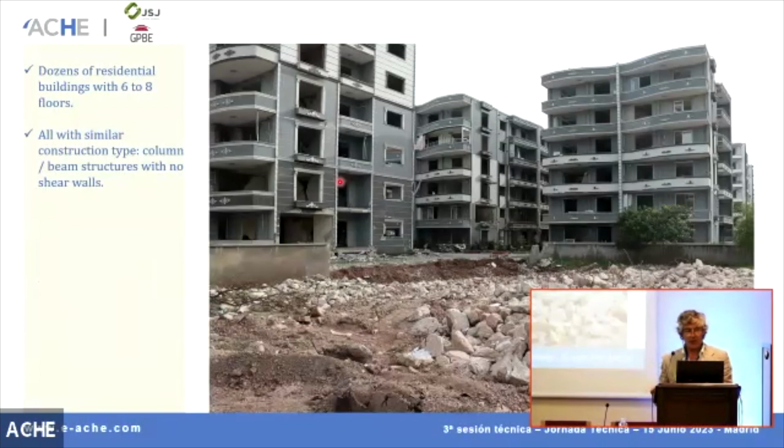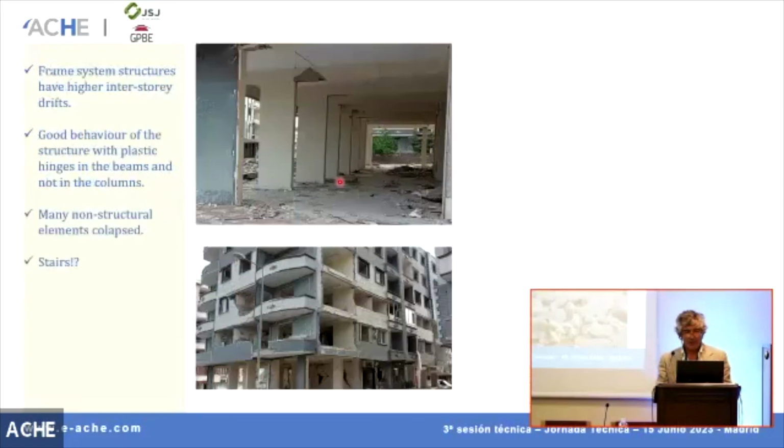In a city there were dozens of residential buildings like this, all with similar construction type, like frame system, no shear walls. And what happened? The building was okay. Well, many non-structural elements just flew out of the building. They collapsed out of plane, but they had plastic hinges in the beams, but not in the columns.